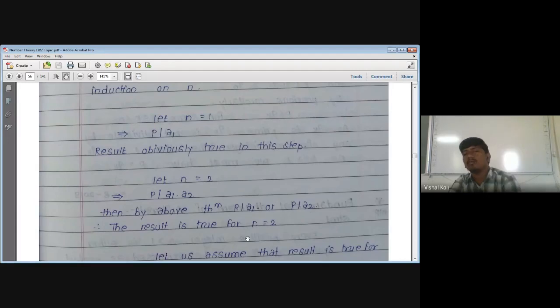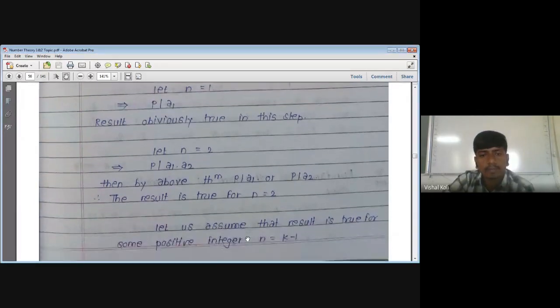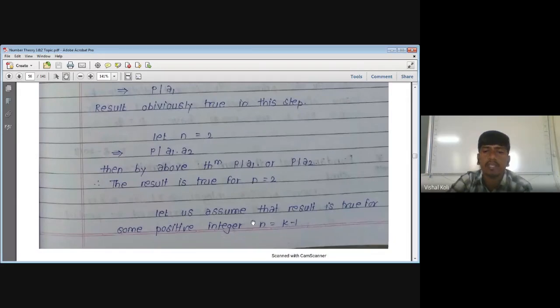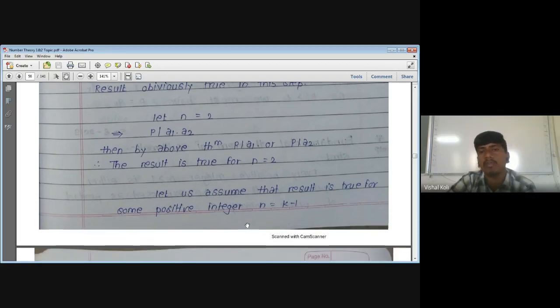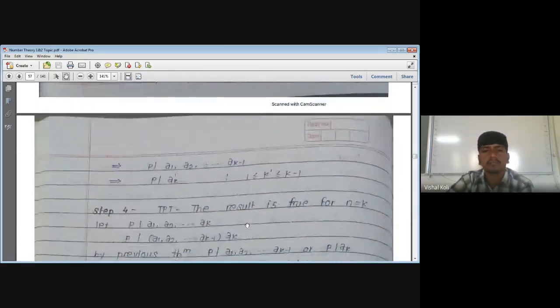Now we have to assume the result is true for some n equal to k minus 1. This is the inductive hypothesis. We assume that the result is true for n equal to k minus 1, that is, if P divides A1 into A2 into up to A(k minus 1), then P divides Ak dash for some k dash lying between 1 and k minus 1. Now, in the last step, we have to prove that the result is true for n equal to k.